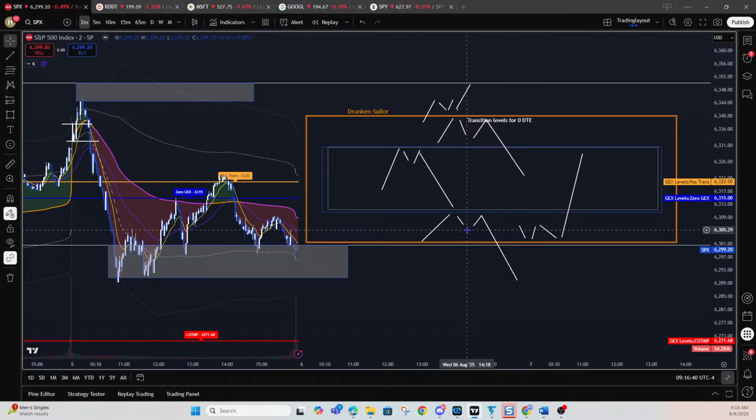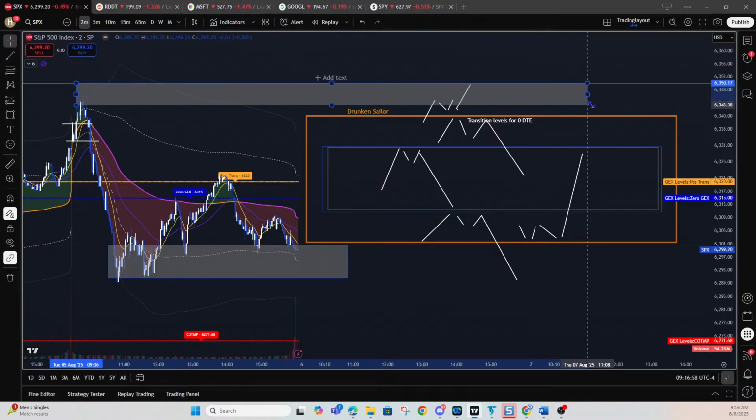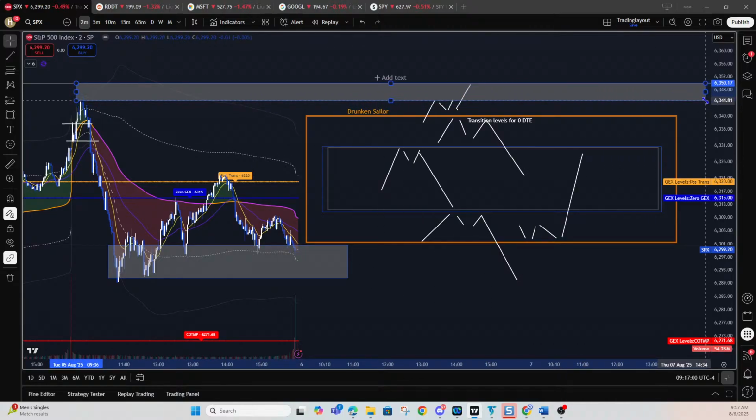Second scenario would be to open above transition or drive through transition, go to the top of the drunken sailor range, chop around into that 63.40 area. If we see a rejection, possible move back to the downside. If somehow we do get above the drunken sailor range, obviously that would be a long area, and then we drive up towards that 63.50 area, which is a confluence we've discussed on the web app and the area from yesterday. The other scenario would be opening below transition, drive into the bottom of transition.